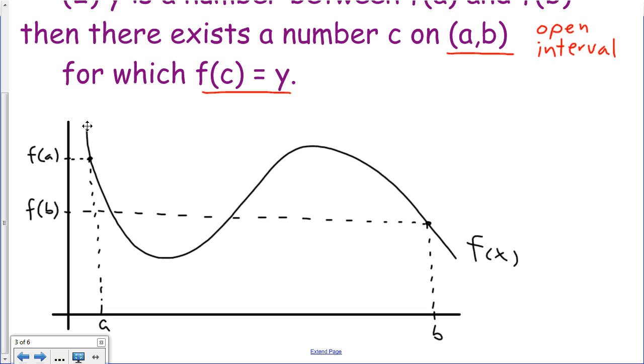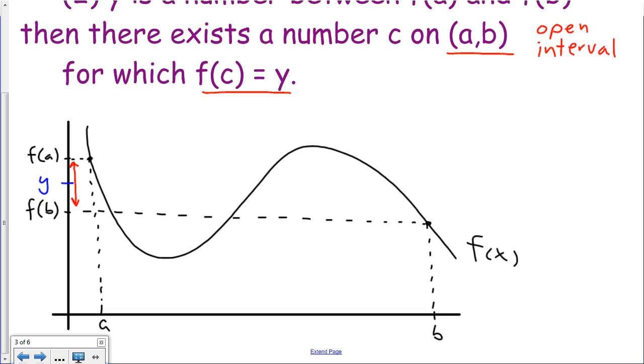All right. Now, the first thing that our theorem says is that we have to have a function that is continuous on the closed interval. That's what I've got here. I've got a sketch of a function that's continuous from A to B, including at A and B. The second condition says that I have to pick a y value that's between f of A and f of B. So I'm picking a y value somewhere in this range right here, somewhere between f of A and f of B. So I'm just going to pick a y value here. We'll call this y right here.